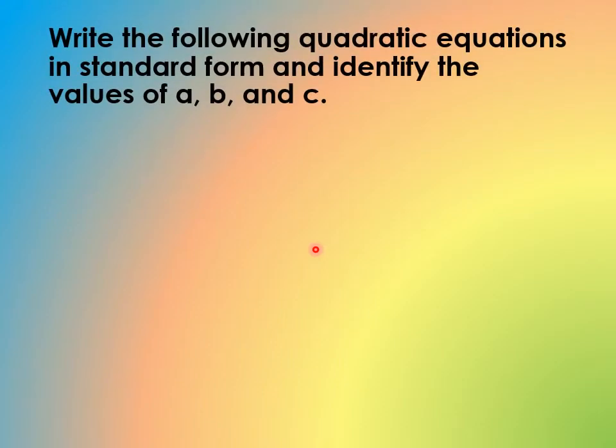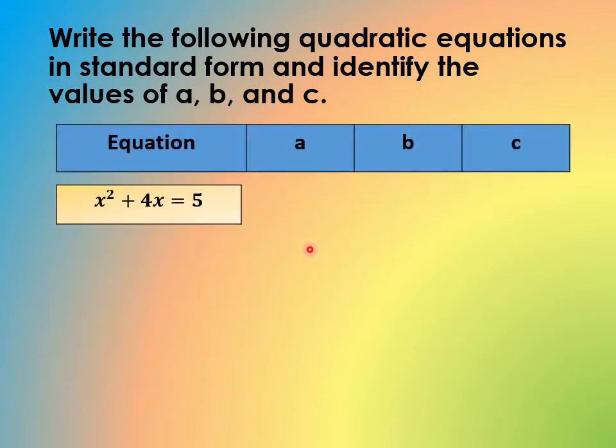But before that, let's have a short review in determining the values of a, b, and c in a quadratic equation. So write the following quadratic equations in standard form and identify the values of a, b, and c. Okay. Number 1, x squared plus 4x is equal to 5. So, it is not yet written in standard form.